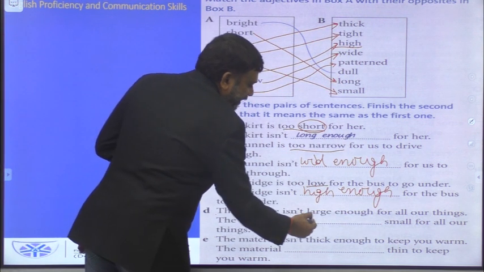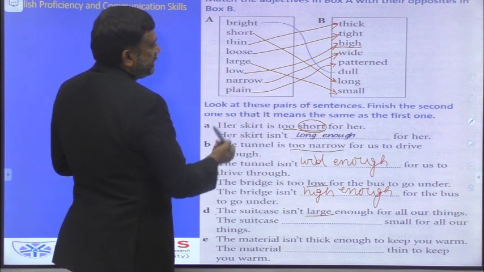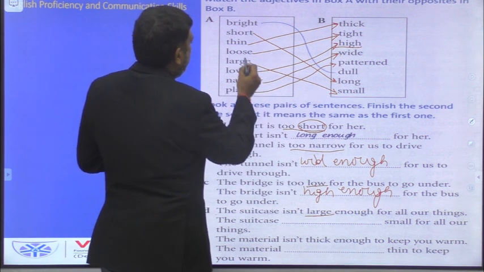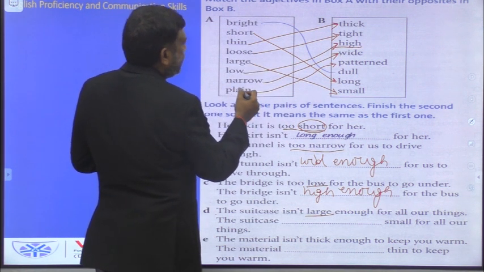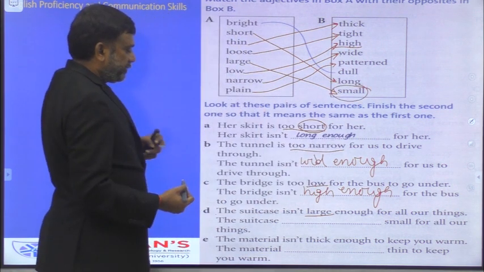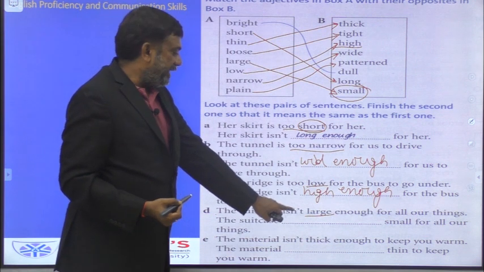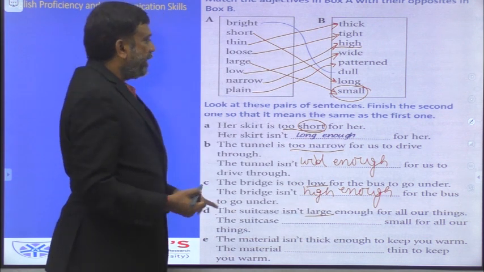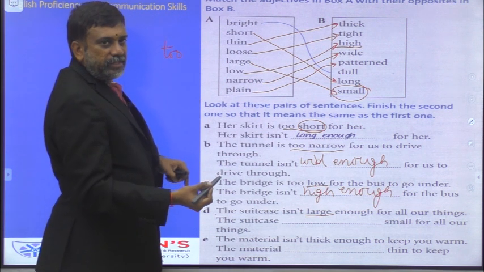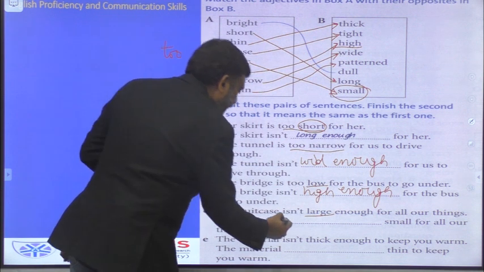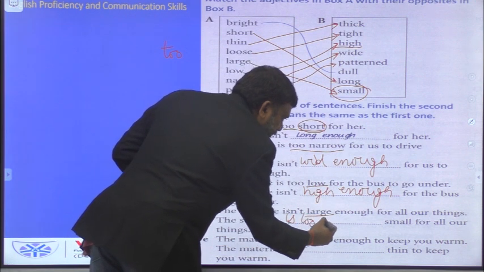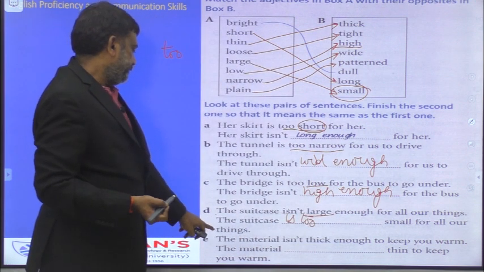The suitcase isn't large enough for all our things. Here what is large here? Large. What is the opposite here to the large? Where is that? Here we have small, large, small. So I have to use this one. But here the negation and "enough" have gone. So I have to use what? "Too". "Too" comes before the adjective. So the suitcase is too small for all our things.